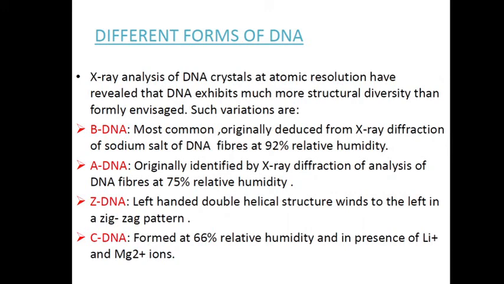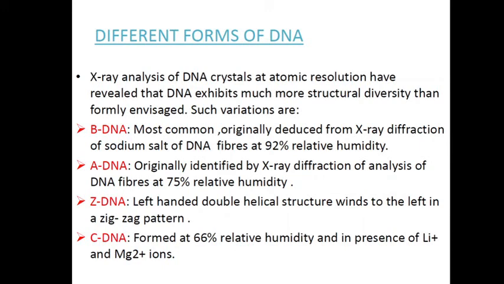That structure is seen at 92% relative humidity. The A form was also originally identified by X-ray crystallography, but at 75% relative humidity. If the humidity is reduced from 92 to 75, the B form is converted into the A form.